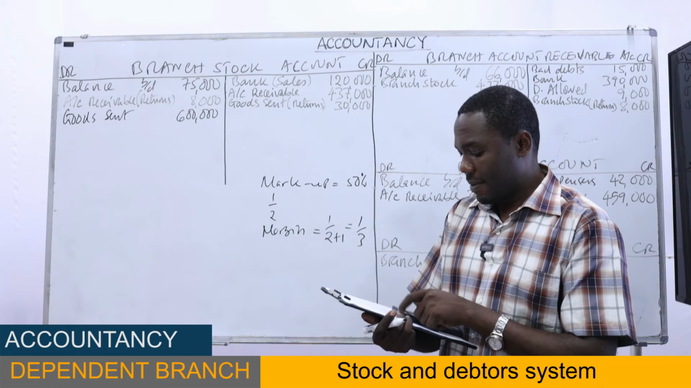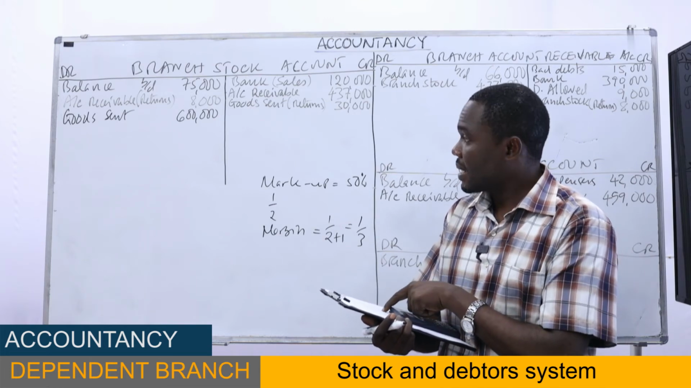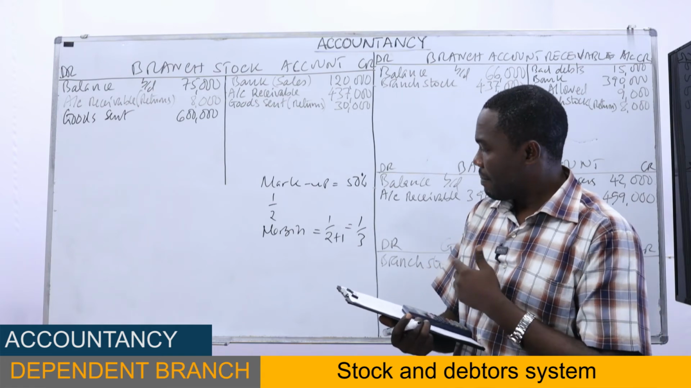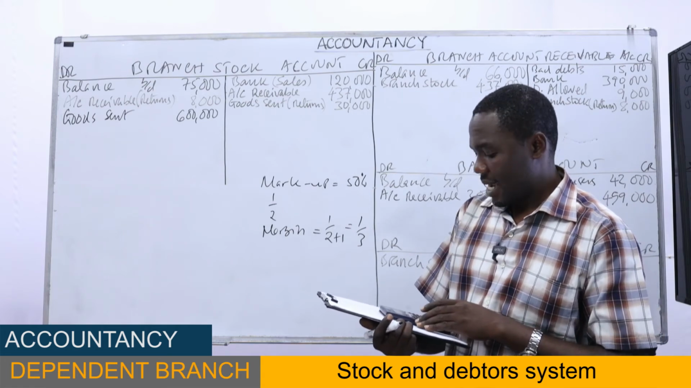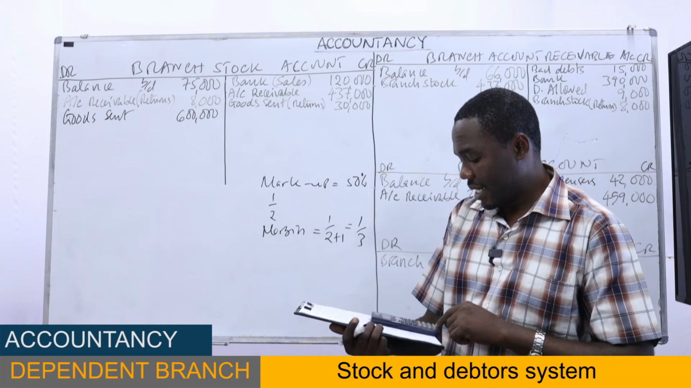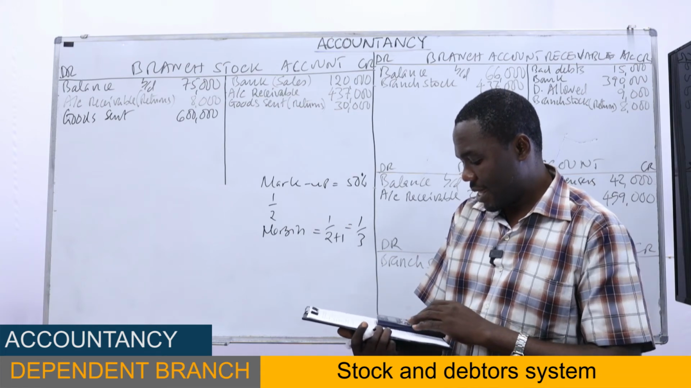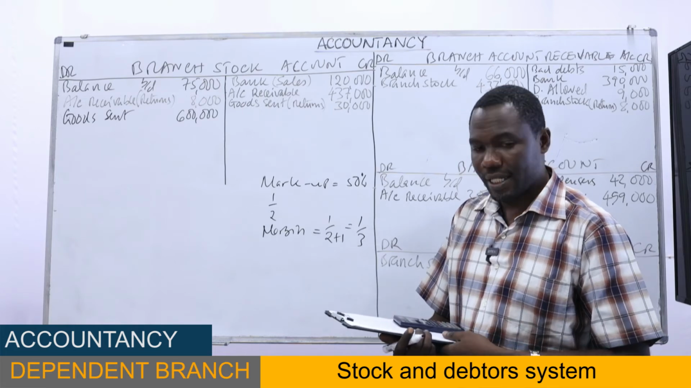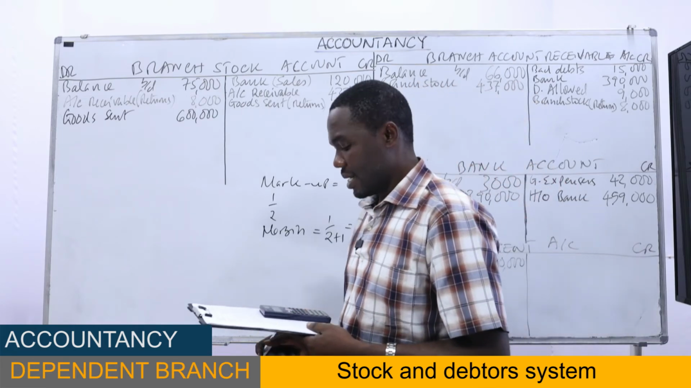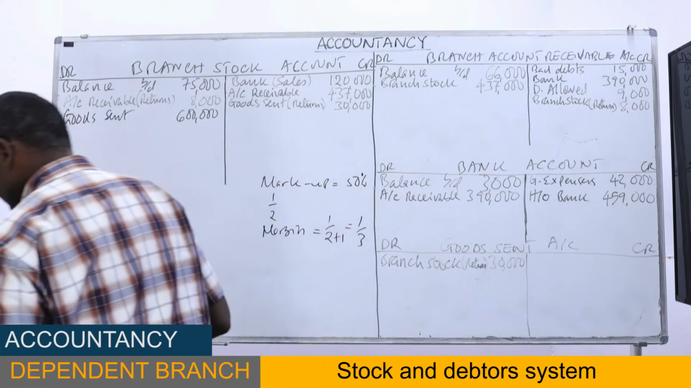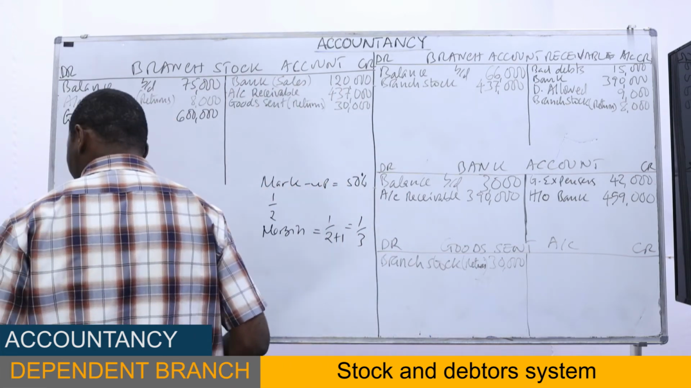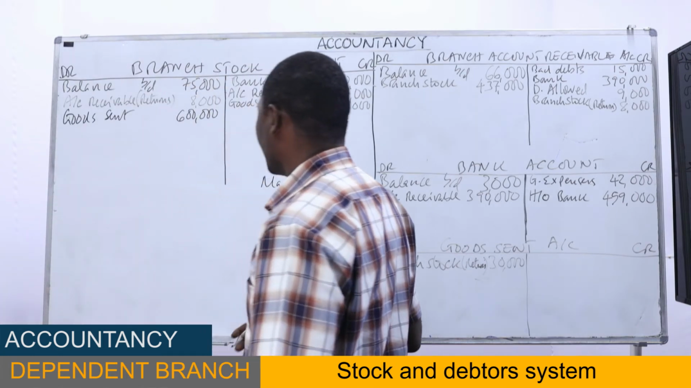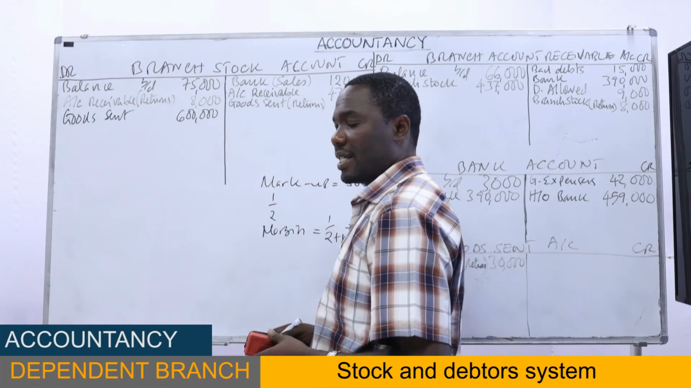If goods sent to the branch were 600, and this is at selling price, we need to use the margin to compute our profit loading. So 600,000 times 1 over 3, we get 200,000. That was the profit loading. It should be adjusted. We adjust it and record it to the branch adjustment account.